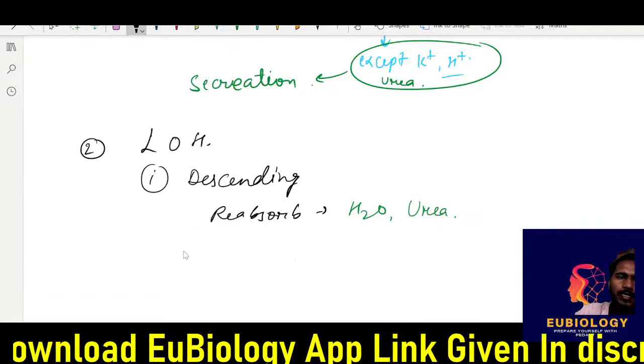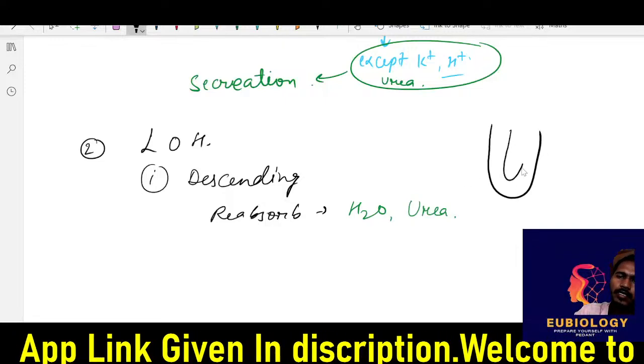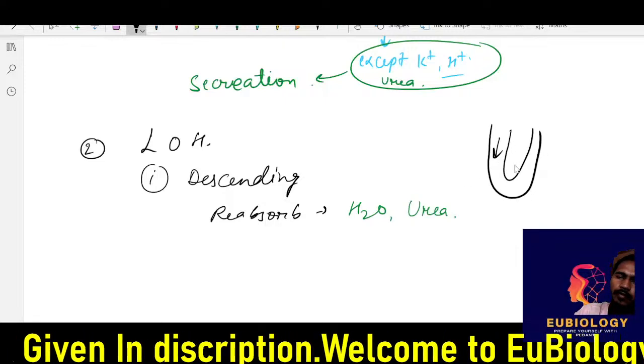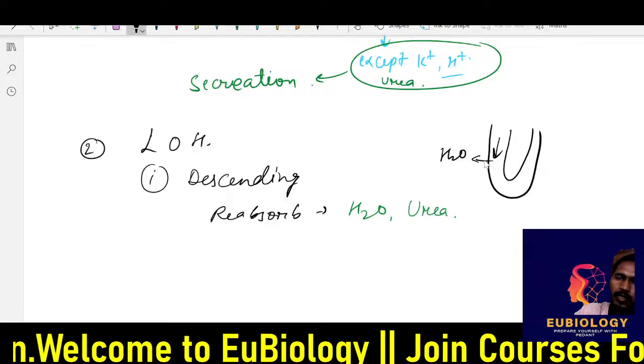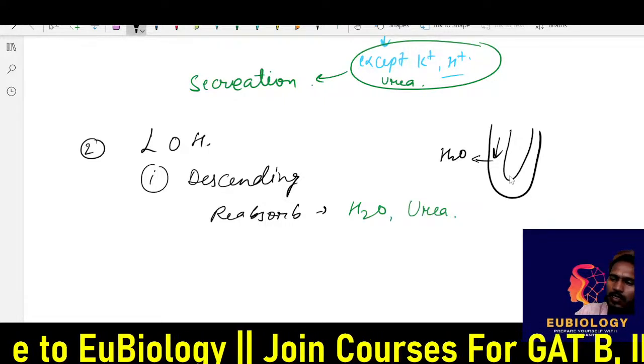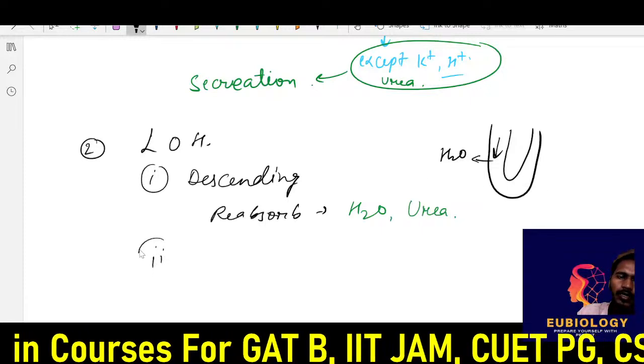and then descending and ascending loop. This is the descending loop, means like this. So this is your descending loop. There will be so much diffusion. Reabsorption means taking out the water. You're taking out this water. Okay, got it. And in the ascending loop, what will you write?